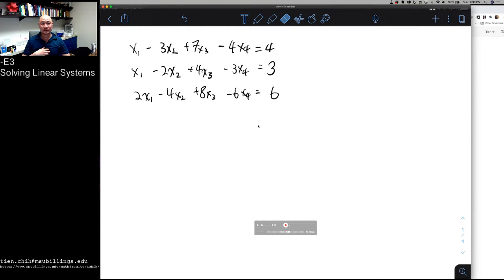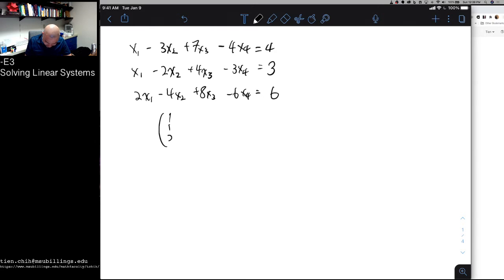Hi, so here we are once again faced with a system of equations, and we're tasked with finding values for x1, x2, x3, and x4, if any, that make all three of these equations true. So our first step, as usual in a situation like this, is to write out the augmented matrix form of this system.